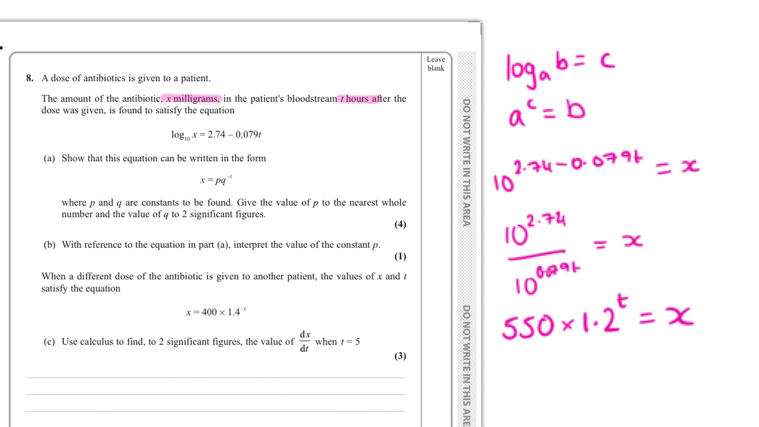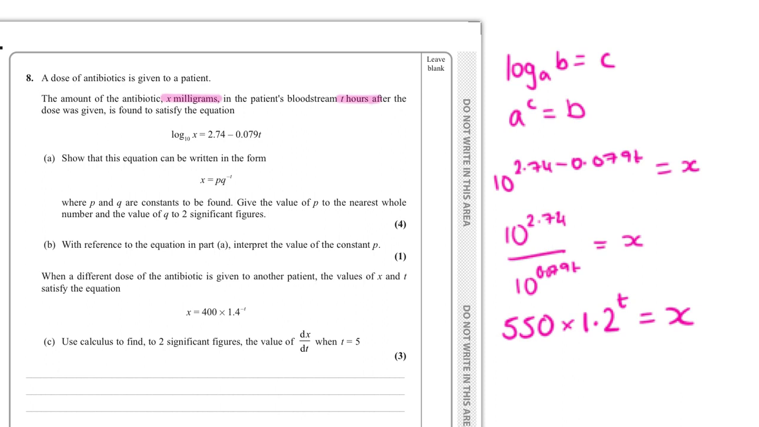So with reference to the equation in part a, interpret the value of the constant p. So what does that mean? That means that when t is 0, we're saying that there's 550 milligrams in the bloodstream already. So when t is 0, we're going to get 1.2 to the power of 0, which we know is 1. So how would we write that?